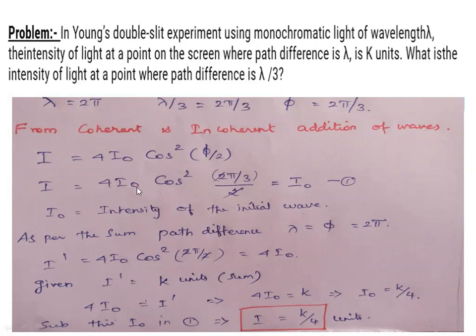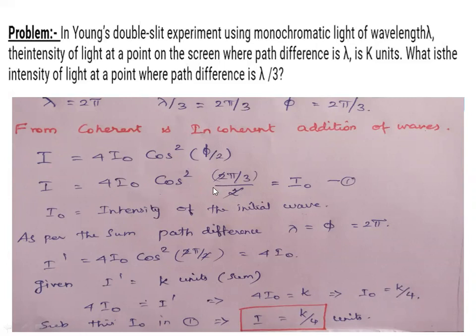So I is equal to 4 I naught cos squared phi by 2. We already know that this phi is 2 pi by 3, and we are substituting it here. This is the addition of coherent and incoherent waves, which we have already seen in constructive and destructive interference. Substituting 2 pi by 3 for phi, the 2 and 2 get cancelled. So what is left over?